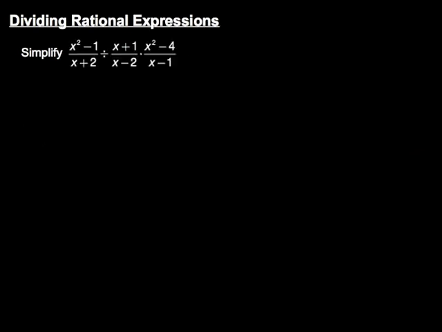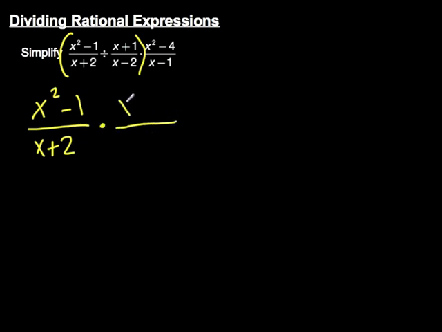Finally, if we have multiple expressions like this, what we want to do is take them from left to right. So, first, I would flip this second fraction over, then I'll factor and multiply everything straight across and get everything done. So we get x squared minus 1 over x plus 2, this time times, flipping the fraction, x minus 2 over x plus 1, and we're still multiplying by that last fraction, x squared minus 4 over x minus 1.